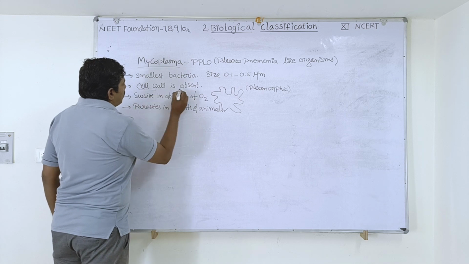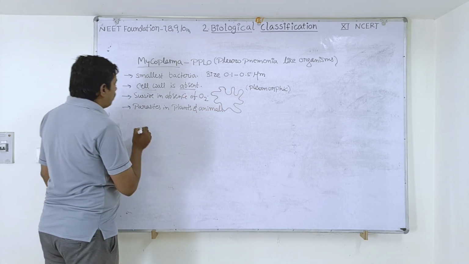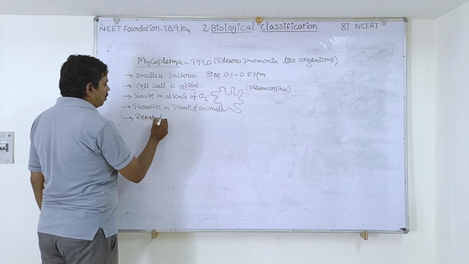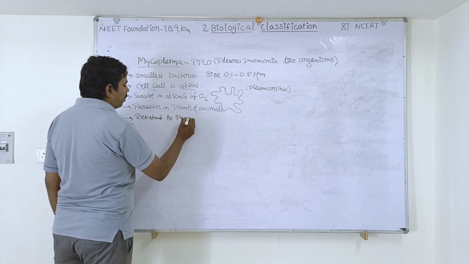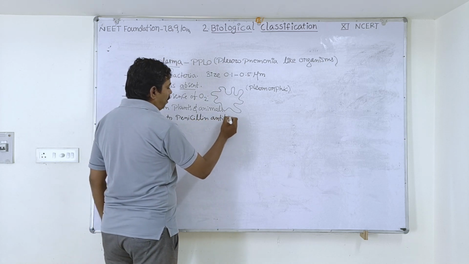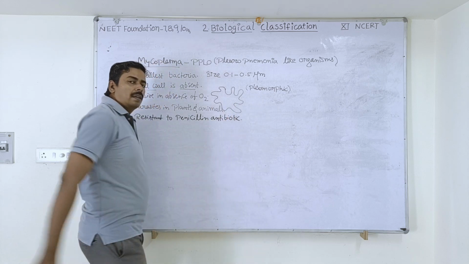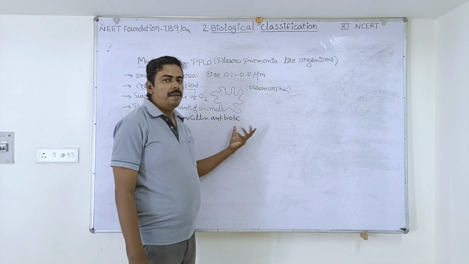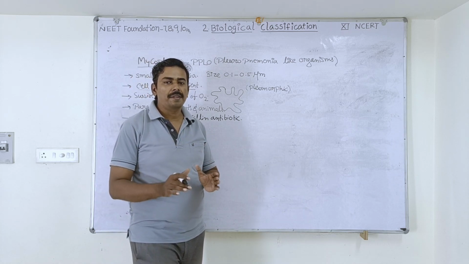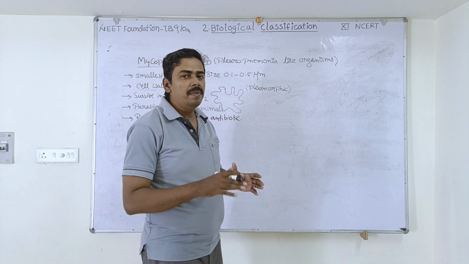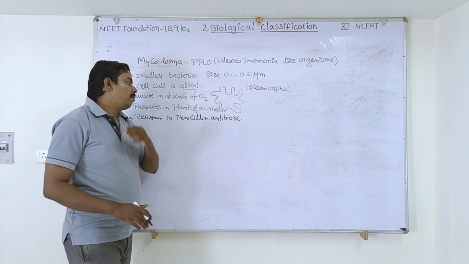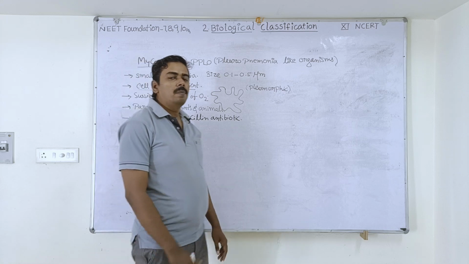Since cell wall is absent in these organisms, they are not only pleomorphic, they are resistant to penicillin antibiotic. So these bacteria cannot be killed by penicillin antibiotic. Why? Because penicillin antibiotic will act on the cell wall material. It inhibits the cell wall formation in bacteria. That is the reason why the penicillin antibiotic cannot kill your Mycoplasma bacteria.